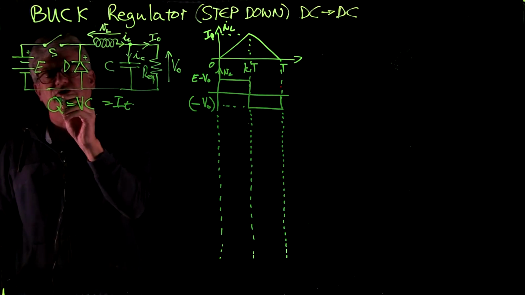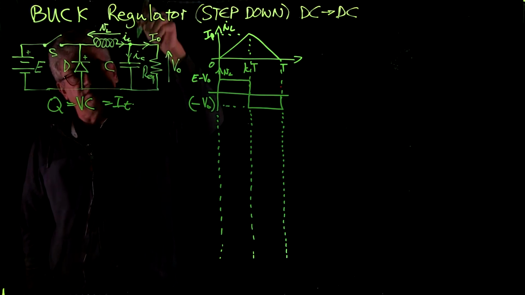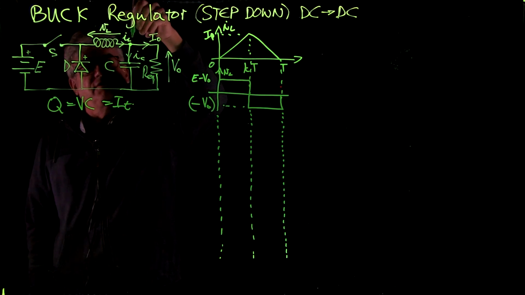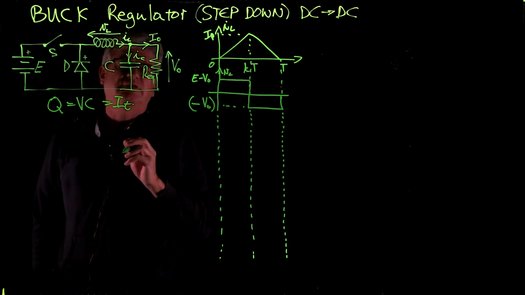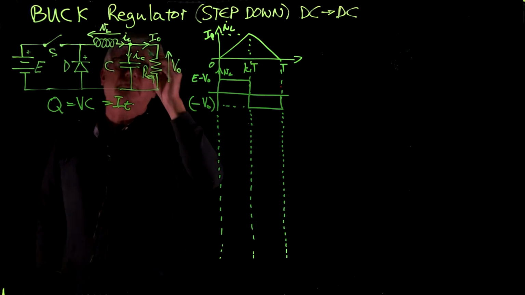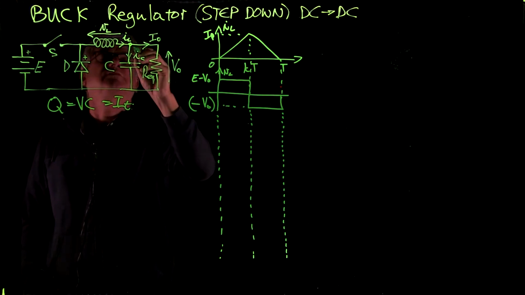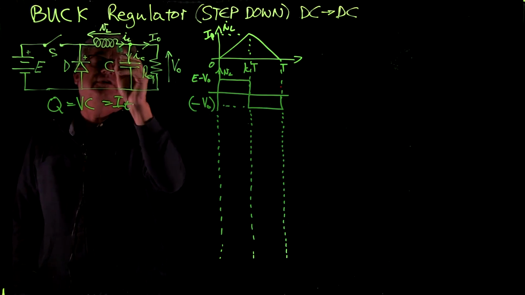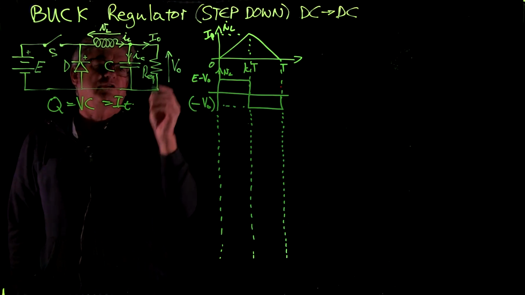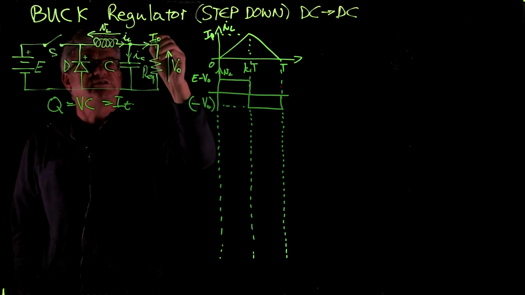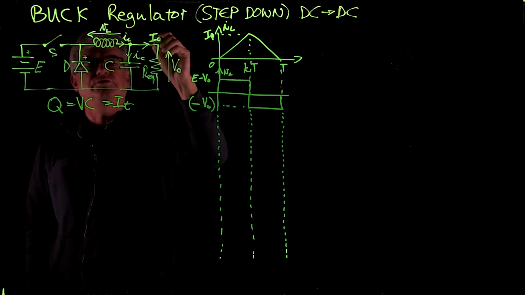So the charge Q on the capacitor is a constant. That means that just as much charge is flowing into the capacitor as it is going out of the capacitor in a period. That leaves us with the following conclusion, that the average current flowing through the inductor is equal to the average current flowing into the load. Now, the average current flowing into the load is the DC current, and it is I out. Therefore, the average of the inductor current must be equal to I out.